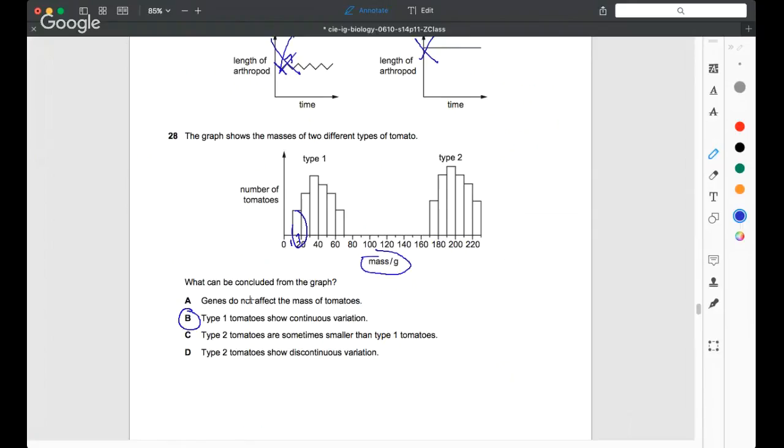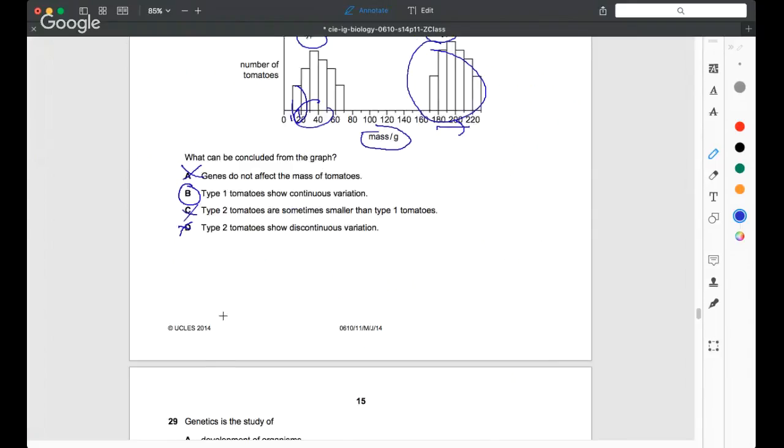So genes do not affect the mass of tomatoes. So we have 2 different types of tomato, each with different genotypes affecting their weights. So that's obviously not true. Type 2 tomatoes are sometimes smaller than type 1 tomatoes. In this experiment, type 2 tomatoes are always bigger than type 1 tomatoes. So it can't be that. Type 2 tomatoes show discontinuous variation. We can't conclude that from this because we have a histogram which implies continuous variation. So it can't be that. So it's got to be B.